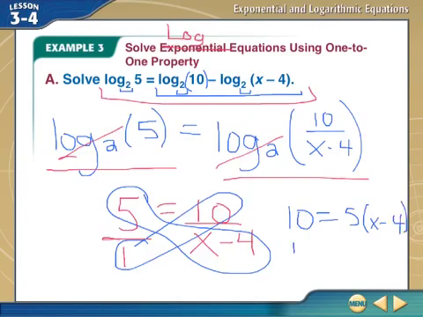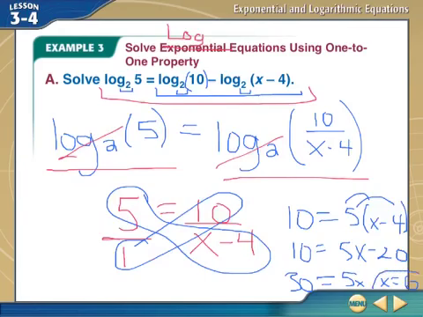And if I multiply that out, I get 10 equals, I'm going to distribute the 5. I get 5x minus 20. And solving for x, I would add 20 to both sides, which gives me 30 equals 5x, or divide both sides by 5 and x equals 6.